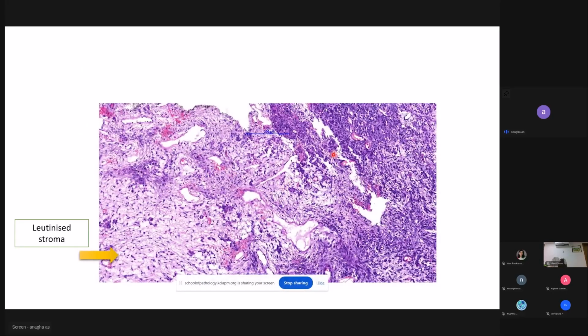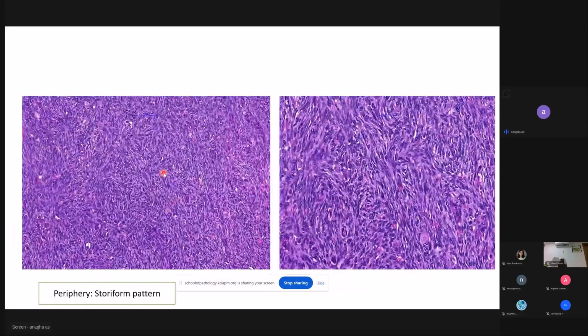This is the area showing hypercellular area and luteinized stroma. This is from the periphery of the section. You can see spindle cells are arranged in a storiform pattern.